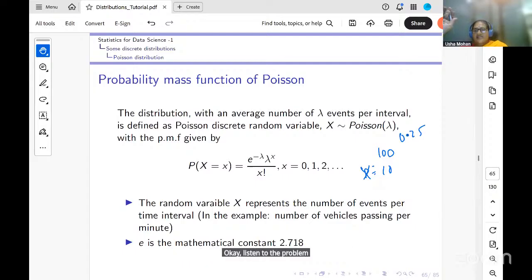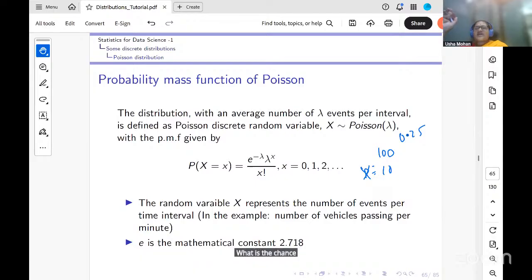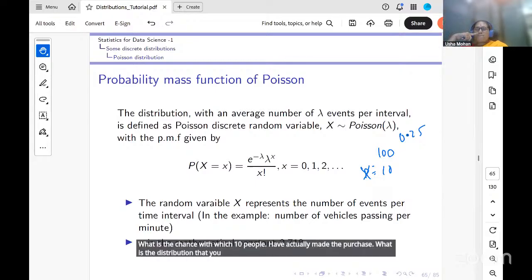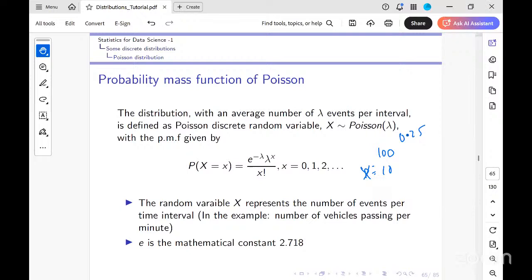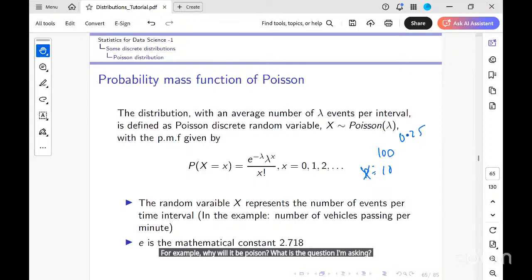There is a large store. The probability of a person making a purchase is 0.25. On a particular day, 100 people enter the store. What is the chance with which 10 people have actually made the purchase? What is the distribution that you would use? Poisson distribution? Why will it be Poisson? What is the question I'm asking? Because it is in a fixed interval of time.